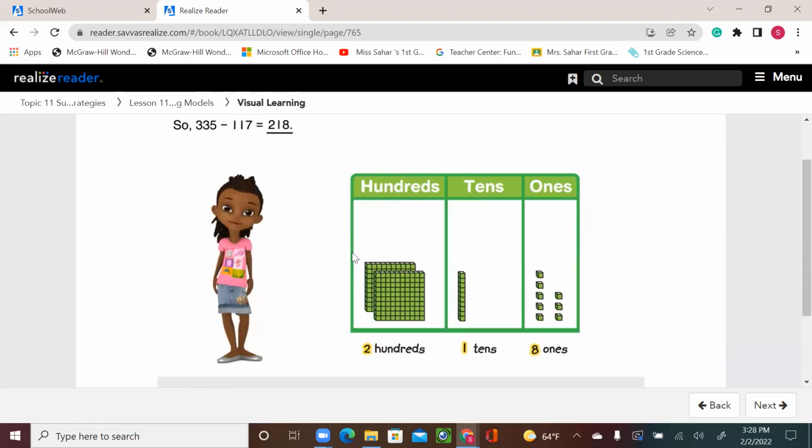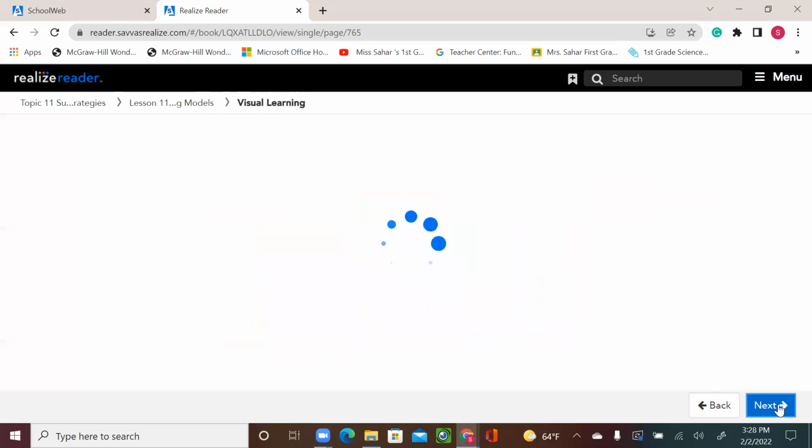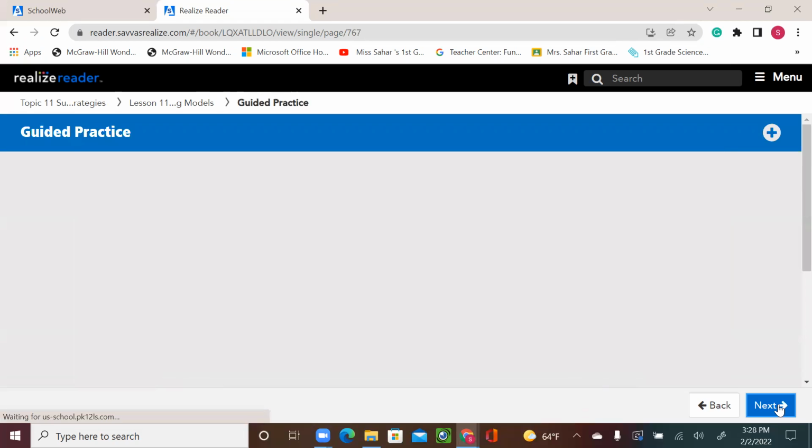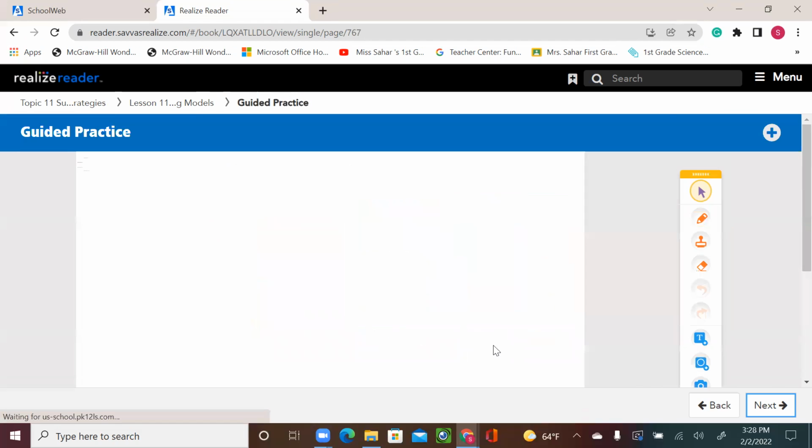Awesome. And as you see, using the models helps us to see the hundreds, the tens, and the ones, and helps us also to understand when we take away and cross out the hundreds and the tens. All right, let's see our guided practice. Page 482.